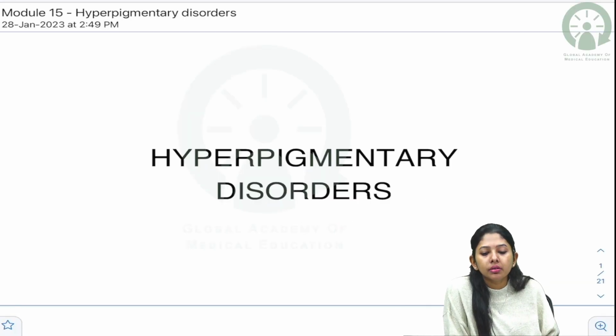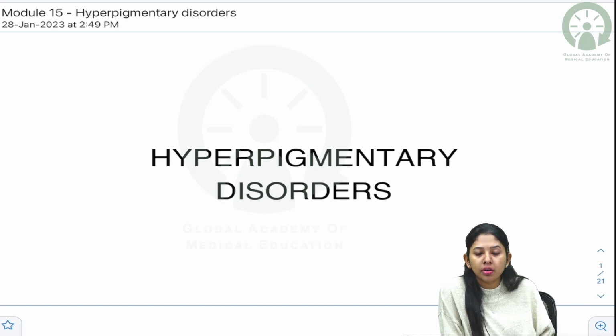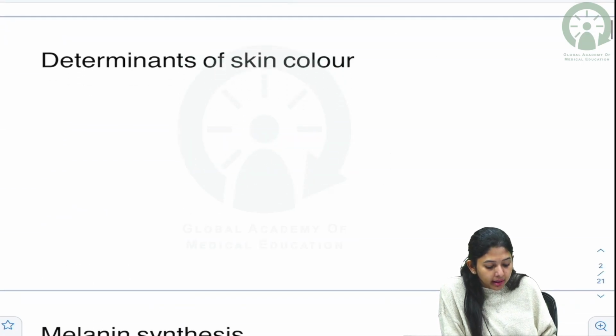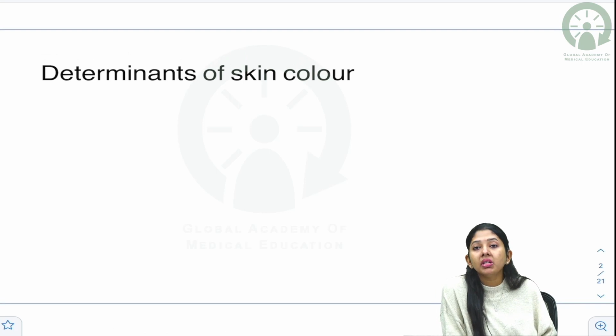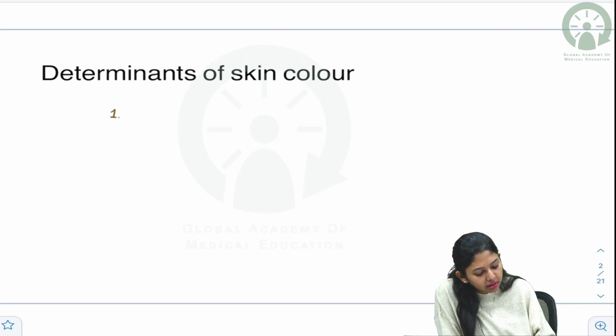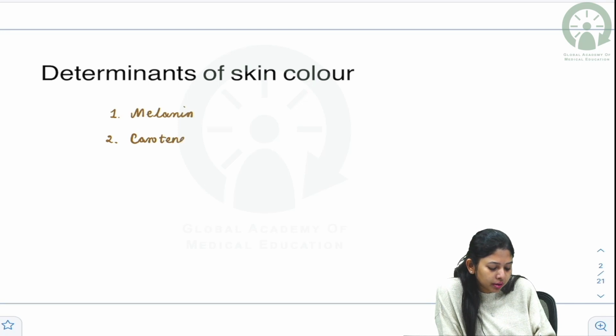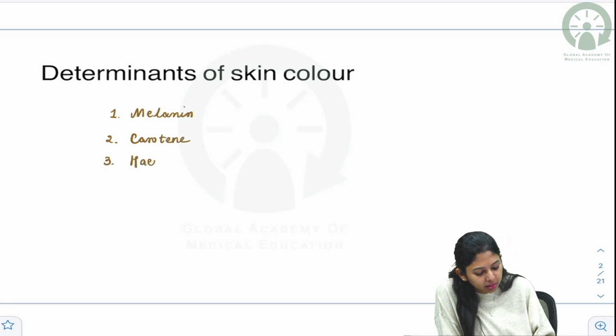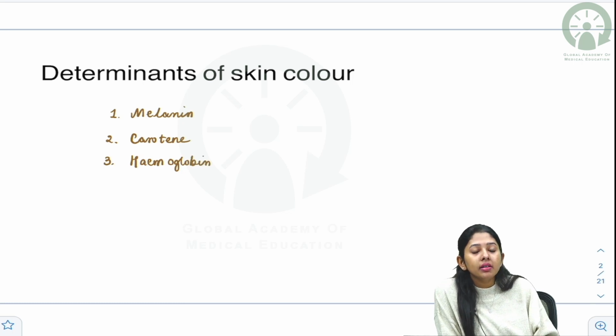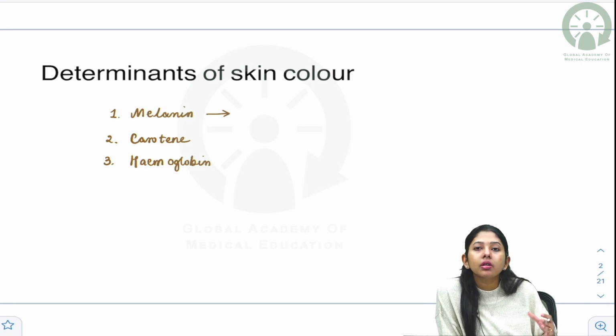So we'll now start the section on pigmentary disorders, and in this section we'll cover hyperpigmentary disorders, right? Let us see what are the things that determine skin color. So skin color is determined by melanin, right? It is the pigment that is produced by the melanocytes. It is also determined by carotene and by hemoglobin, the blood flowing in the dermal vessels. Now melanin is produced in the melanocytes in the basal layer of our epidermis, right?